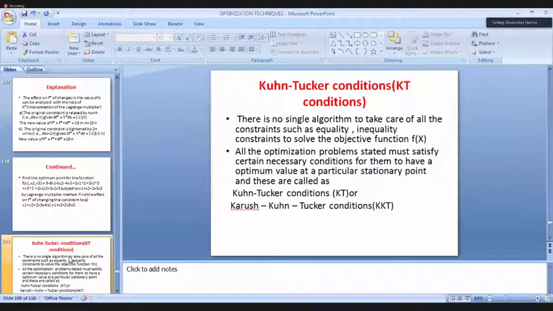Kuhn-Tucker condition. Put a heading: Kuhn-Tucker condition. I want everyone to put it, a very important topic, Kuhn-Tucker condition. Shortly it is called KT condition.